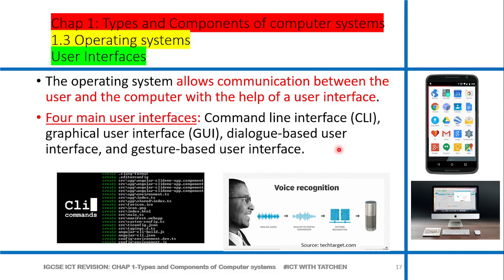And then we have a dialogue-based user interface. With this one, you speak, your computer listens, recognizes, and then does what you want it to do. That's for people who cannot see. And then we have the gesture-based user interface. For a gesture, maybe you smile, maybe you shake your head, maybe you wave your hands. Those are gesture-based user interfaces, and they are used for specific applications.